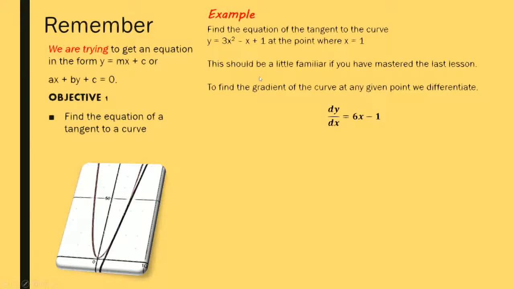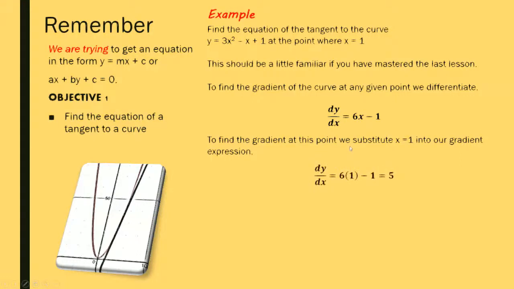So when we differentiate this, it'll be 2 times the 3 gives us 6, and then 2 minus 1 gives us 1, so it'll be 6x, and then minus 1x differentiated just gives us minus 1. So our gradient function, or our differentiated function, is 6x minus 1. To find the gradient at this point, we substitute the x equal to 1 from the question into your gradient expression. So that'll be 6 times 1 minus 1, which will give you 5. This gives us the value for the gradient m to be 5.